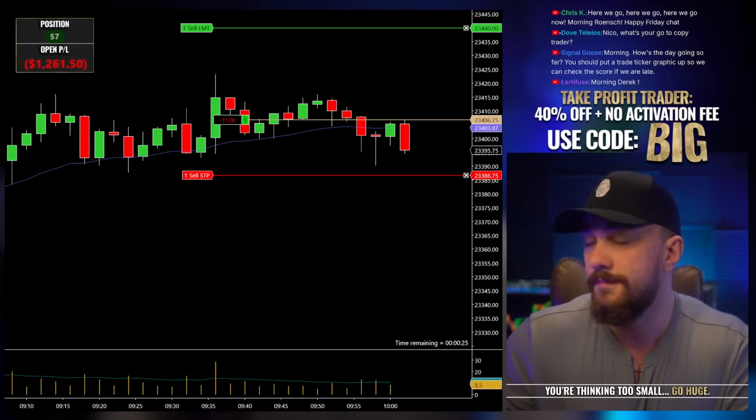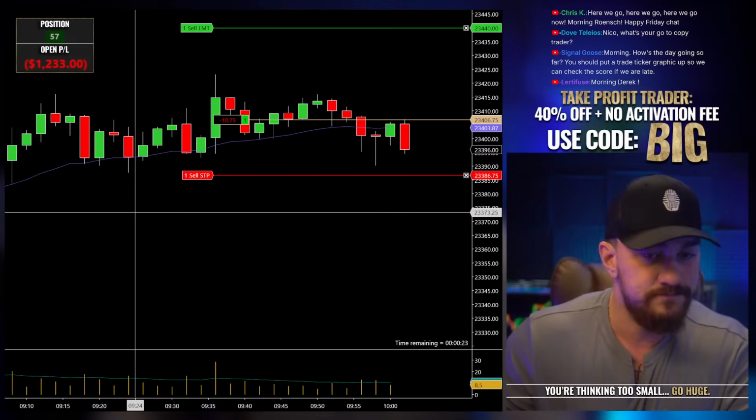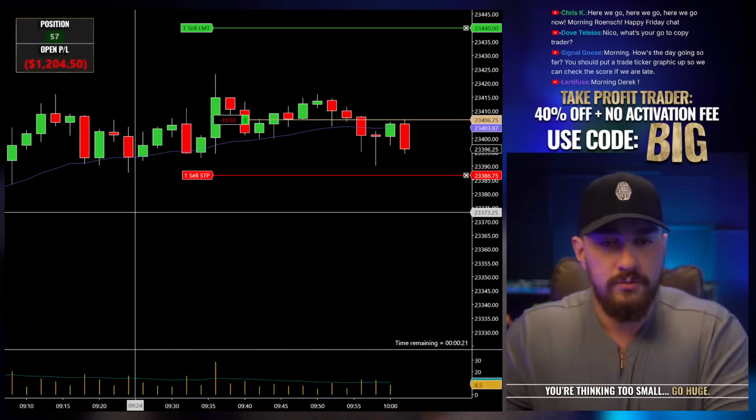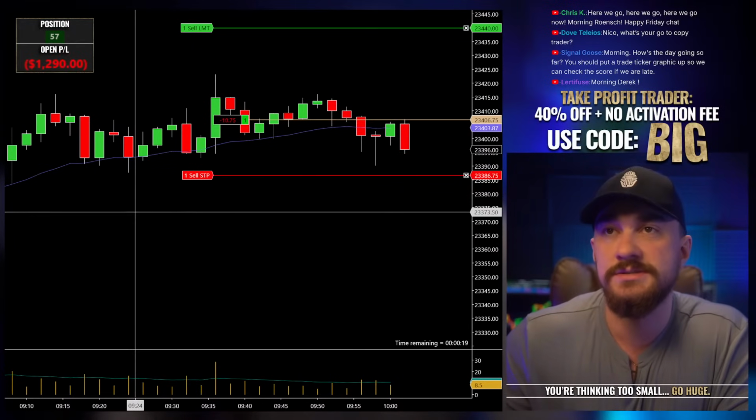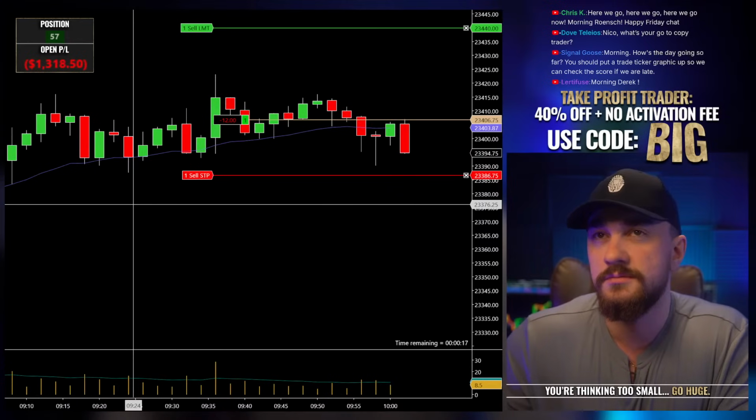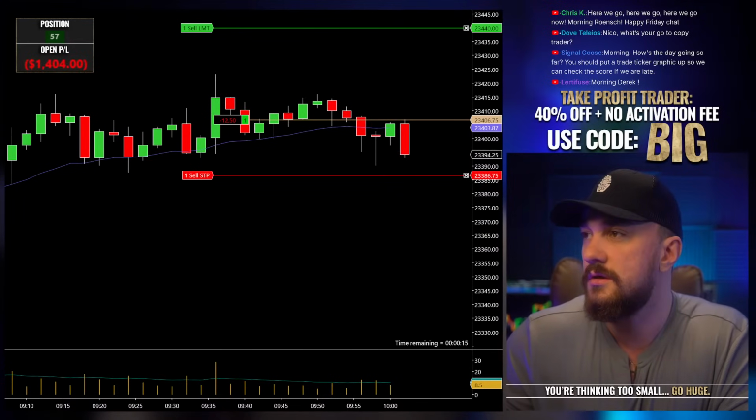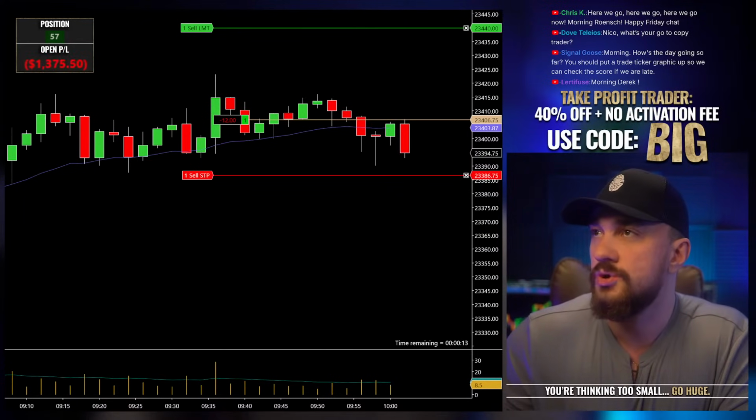So let's just see here. Bears taking this a little bit lower. Let's see. Risk is pretty damn tight on this trade. 20 points, which is a couple thousand dollars, which is tight.